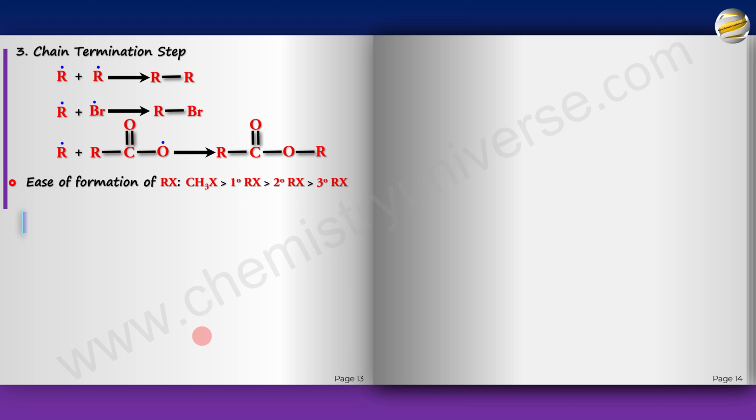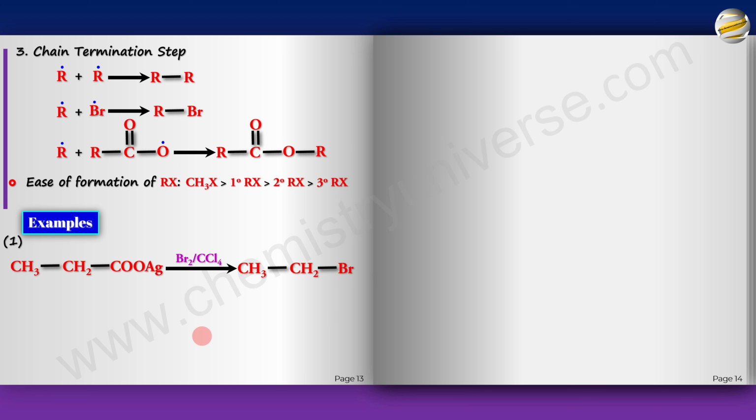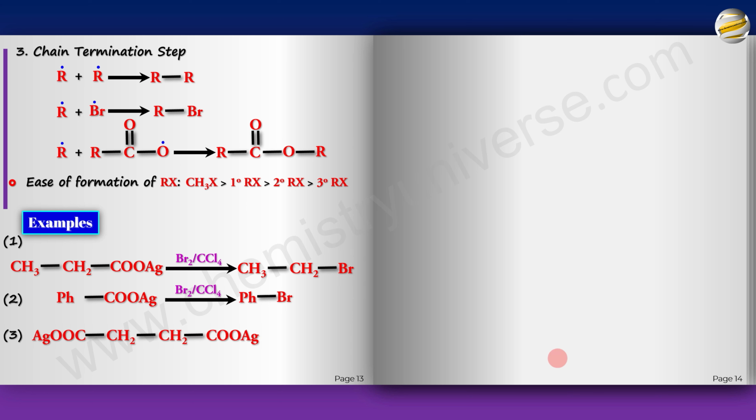So let's do a couple of examples. The first example is a very simple one. Make the product. So remember the final product of the reaction: RCOOAg gives RBr. So you will get this. What do you think will happen here? Same option, Br. Now what do you think will happen in this one? Now this is where the mechanism comes into play.